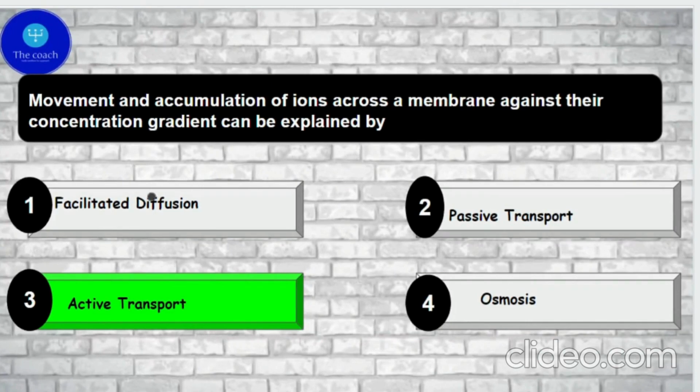So, from the above discussion, we can conclude that option 3 is the correct answer, because in active transport, accumulation or movement of ions takes place against the concentration gradient.